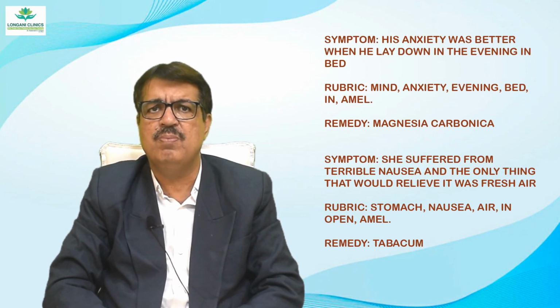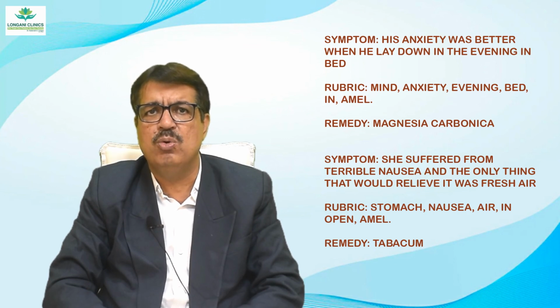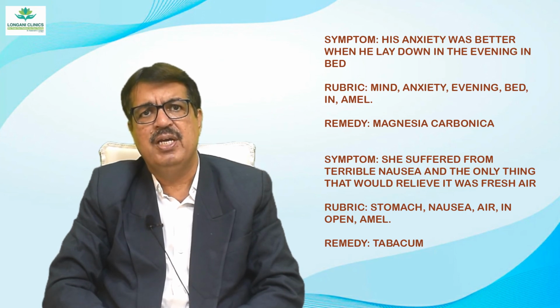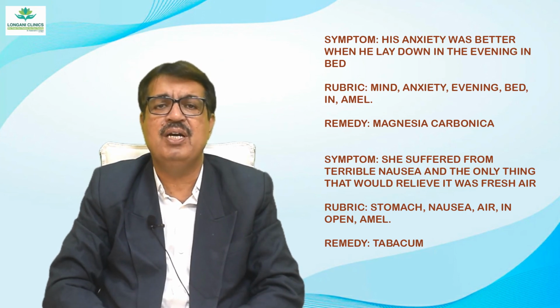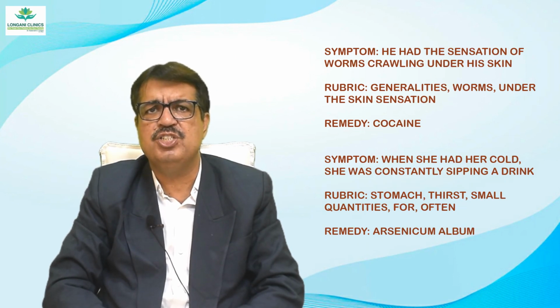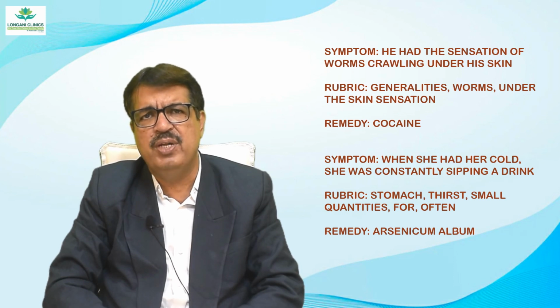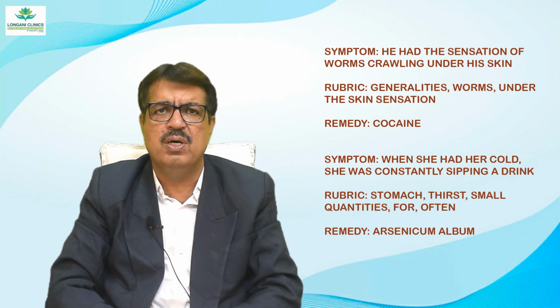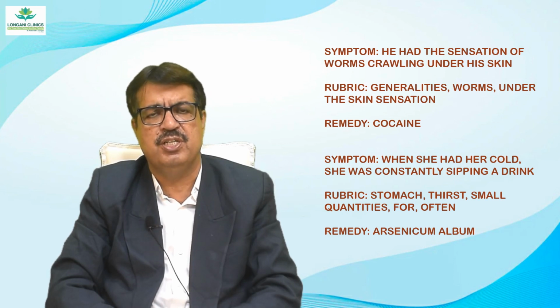She suffered from terrible nausea and the only thing that could relieve it was fresh air. The rubric: stomach, nausea, open air amelioration. The remedy is tabacum. Next symptom. He had the sensation of worms crawling under the skin. The rubric: generalities, worms under the skin sensation. The remedy is cocaine. Next symptom.